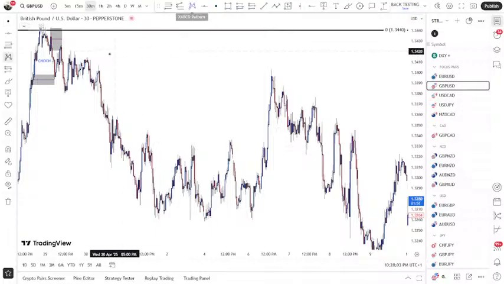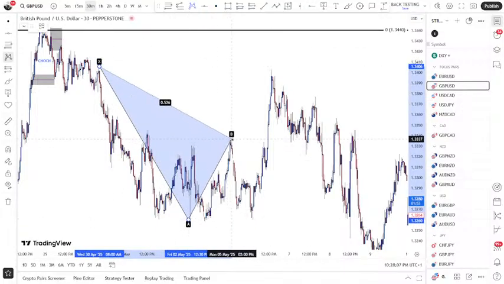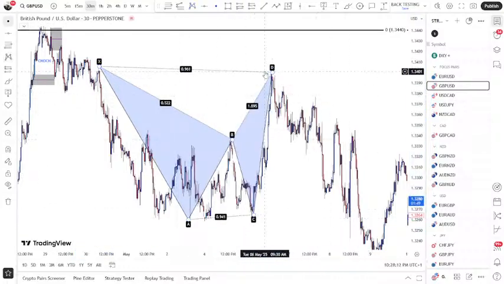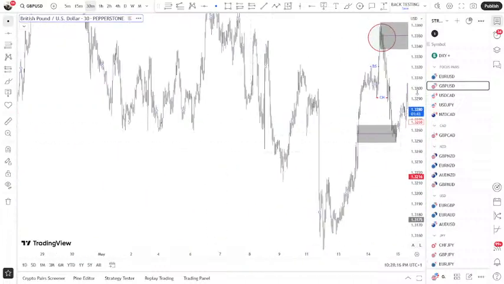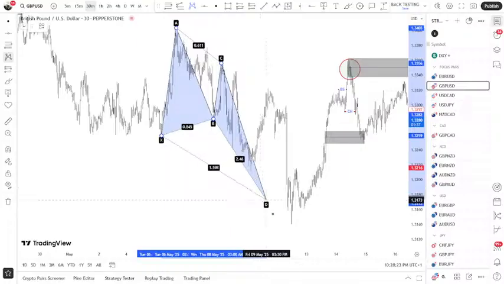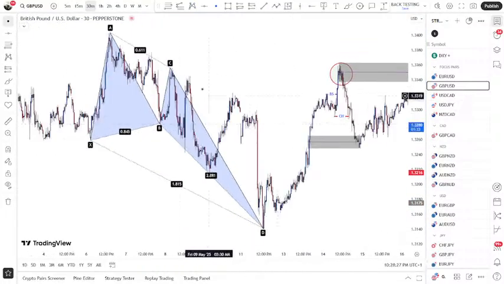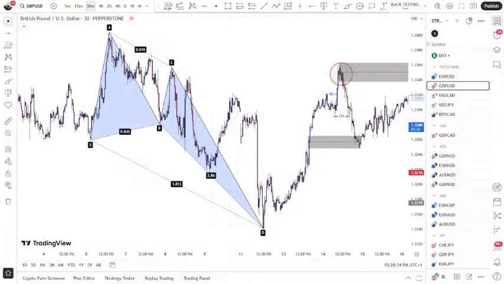So we had this bat pattern. We had this setup, something like this. We also had this pattern as well. We had a setup also, it was a crab pattern, a deep crab. So we had a setup, and you can see how massive that was. So we have had 2 or 3 trading opportunities on the lower time frame right here.